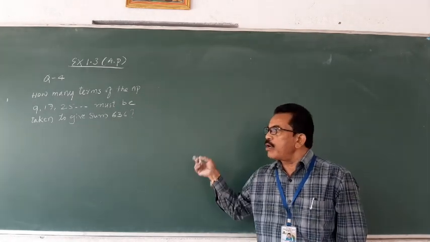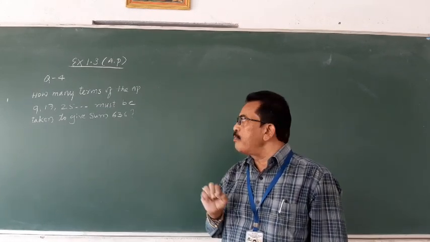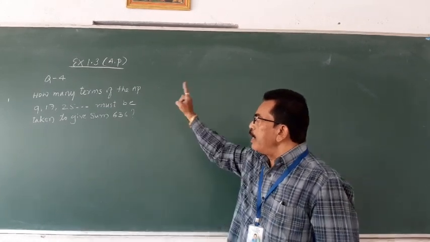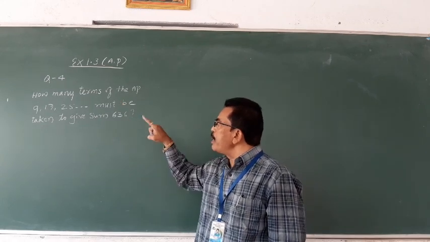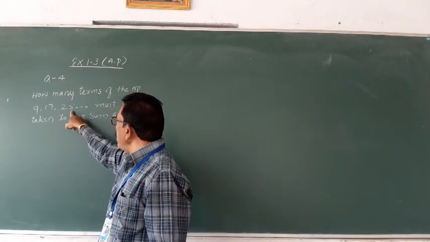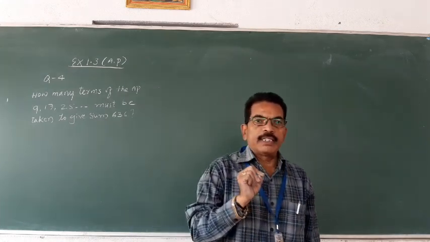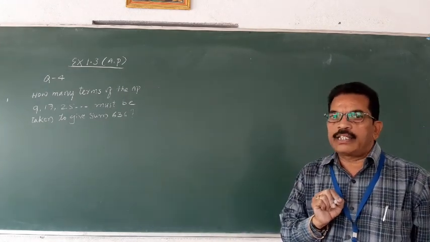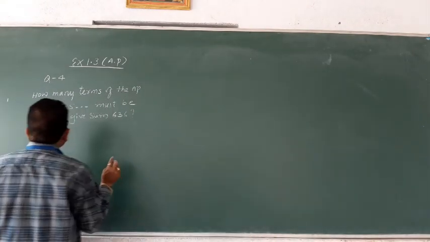See, yesterday we completed Exercise 1.3. So today let us continue with question number 4. How many terms of the AP 9, 17, 25 must be taken to give the sum 636? Okay, let us write down what they have given.